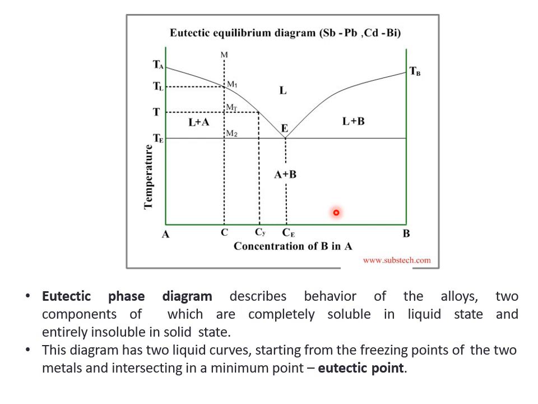So for example, a eutectic diagram: you're going to describe a phase between an alloy of two components that are completely soluble at liquid state and entirely insoluble at solid state. So basically the graph will have temperature on the left and right. This is temperature for component A. This is temperature for component B. Normally we have two components, for example stannum or plumbum and then cadmium or bismuth, and then this is the concentration.